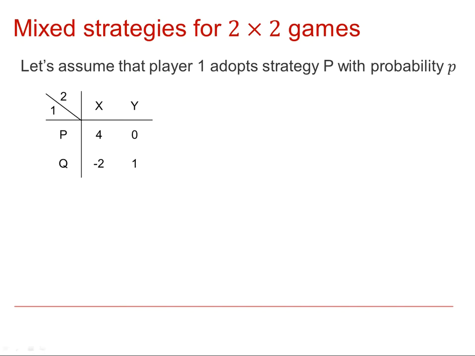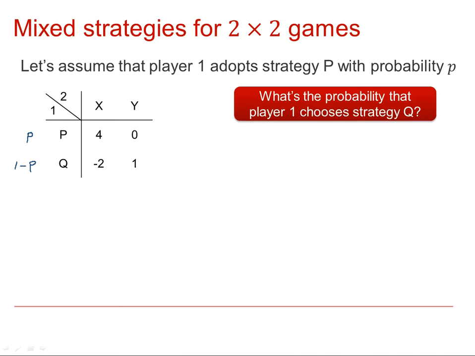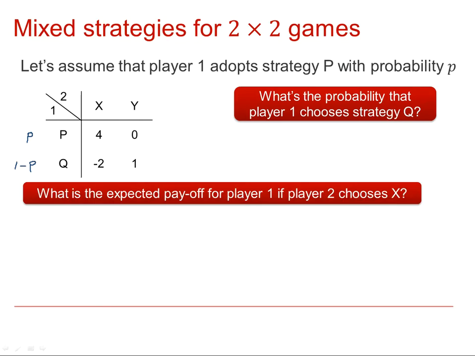So here's a situation where we've got the payoff matrix, and we assume player 1 plays strategy P with probability p. So this is p and this is 1 minus p. Then what's the probability player 1 chooses strategy Q? Obviously 1 minus p. And from that we can say what's the expected payoff for player 1 if player 2 chooses X.